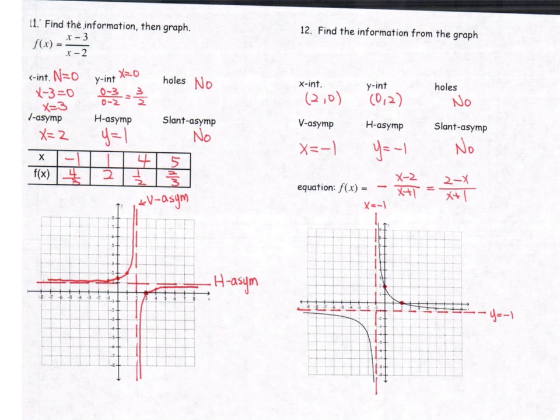Number 11, rational expressions. f of x equals x minus 3 over x minus 2. How do I find the x-intercept? Set your numerator equal to 0, which is x minus 3 equals 0. I have x equal to 3, so mark that point on your graph. How about the y-intercept? The y-intercept is found by setting x equals 0. So plug in 0 for top and bottom. 0 minus 3 over 0 minus 2. So that becomes 3 over 2.